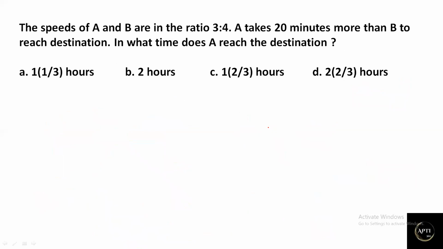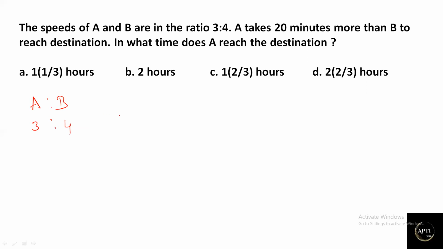The speeds of A and B are in the ratio 3 is to 4. A takes 20 minutes more than B to reach the destination. In what time does A reach the destination? Here all options are given in hours, but A takes 20 minutes more than B. Very simple, the speeds are given in ratio. What are A and B's speeds? A's speed is 3, B's speed is 4.